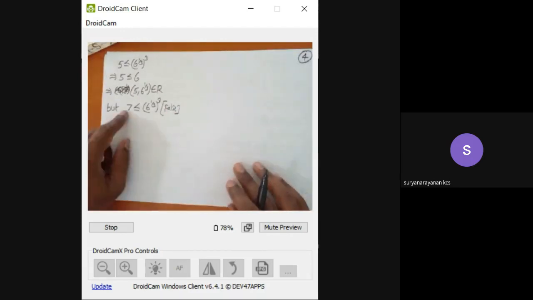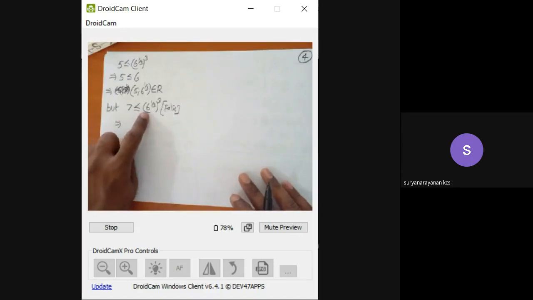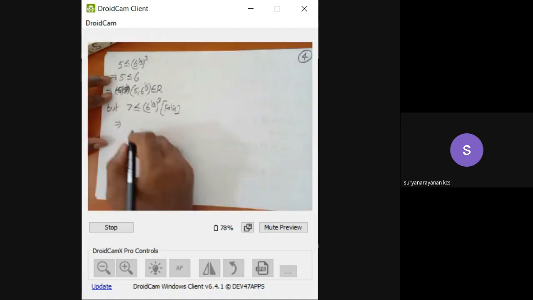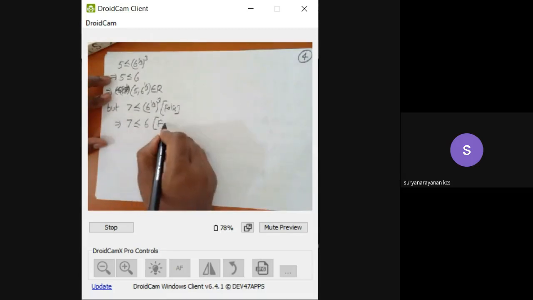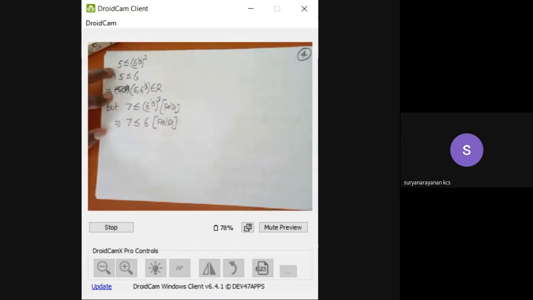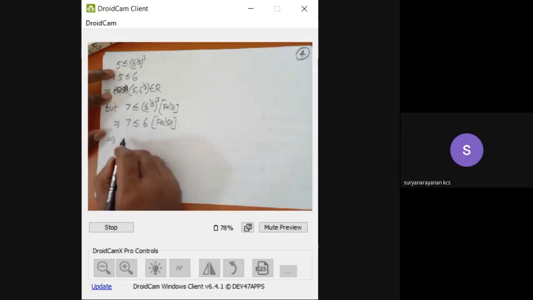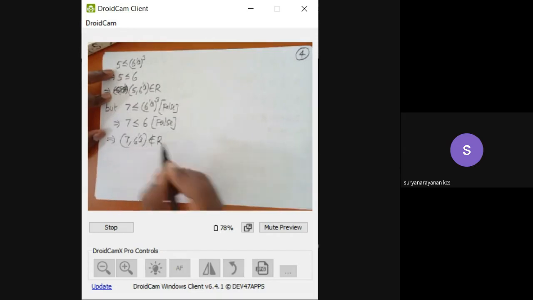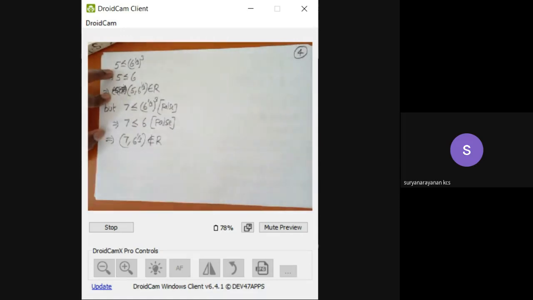What is the A here? 7. 7 less than or equal to C, means here 6 power 1 by 3. 7 is less than or equal to 6. It is a false statement. Yes or no? Yes, sir. This implies we can say that 7 comma 6 power 1 by 3 does not belong to R.